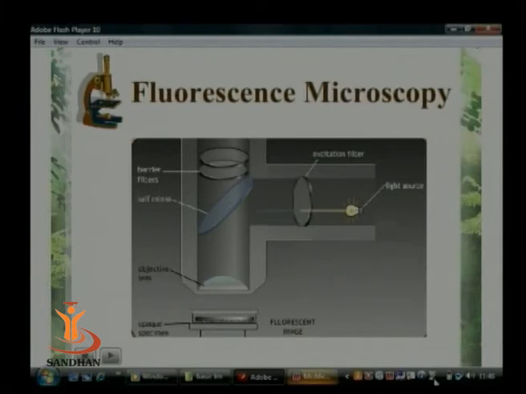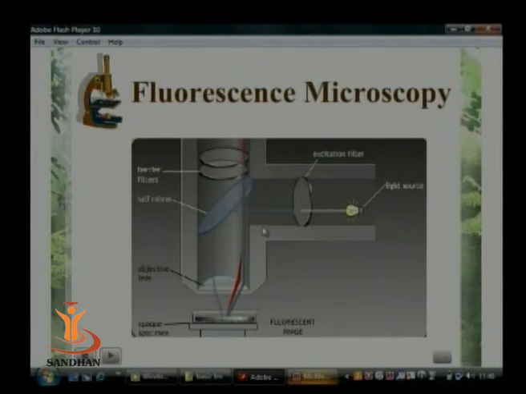You can follow the path of light here. The light which was produced here has gone through a filter which has allowed only the blue color light to go. That has fallen upon the fluorescent material. You can see the red color light coming out. There is a little trace of blue color light as well, but as it goes across the half mirror, which is also called a dichromatic mirror, only the red light is allowed to pass.